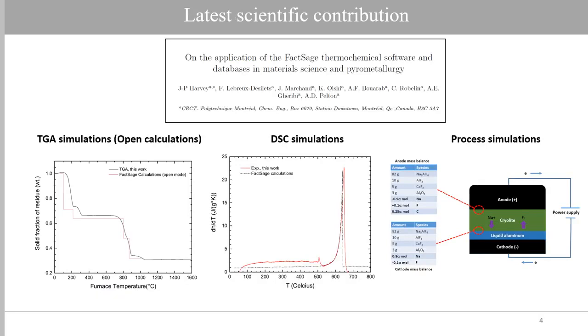Our latest scientific contribution on the topic of process simulation is presented here. This manuscript entitled On the Application of the FactSage Thermochemical Software and Databases in Materials Science and Pyrometallurgy will show you how to simulate different fundamental experiments as well as processes. You see here TGA simulation using open mode calculation in FactSage, DSC simulation, and finally process simulation, in this case the Holyrood process. Enjoy your reading.